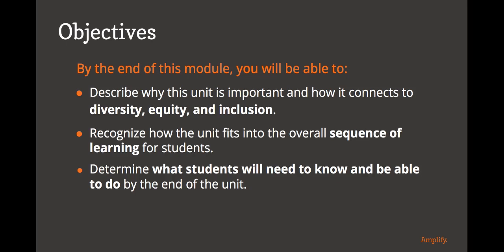By the end of this module, you'll be able to describe why this unit is important and how it connects to diversity, equity, and inclusion. Recognize how the unit fits into the overall sequence of learning for students, and determine what students will need to know and be able to do by the end of the unit. At the conclusion of the module, we'll also give you a chance to reflect on how what you have learned will influence your planning moving forward.